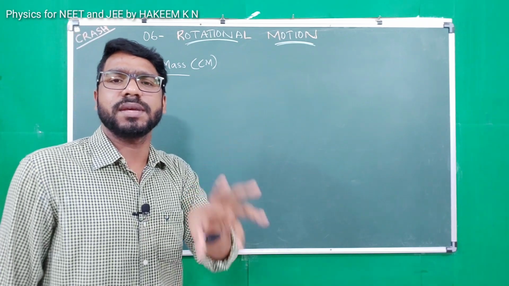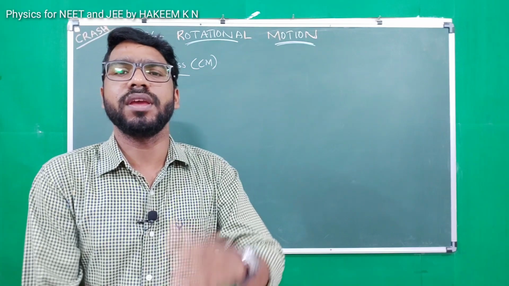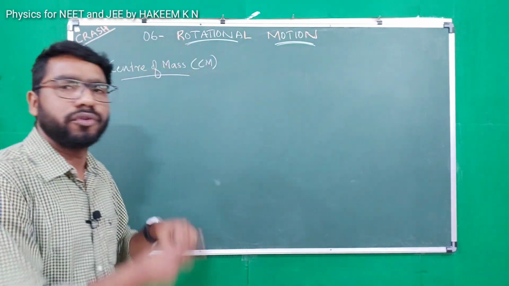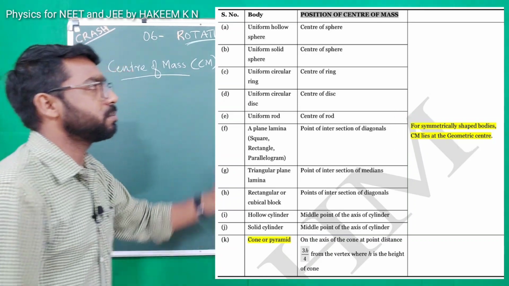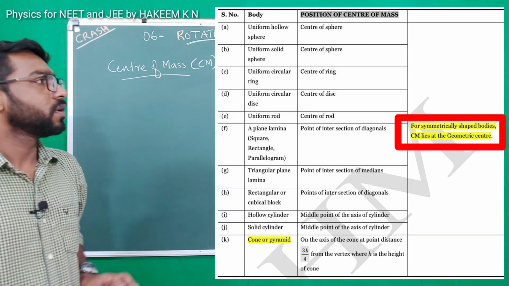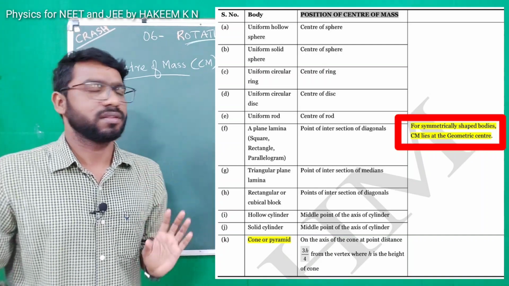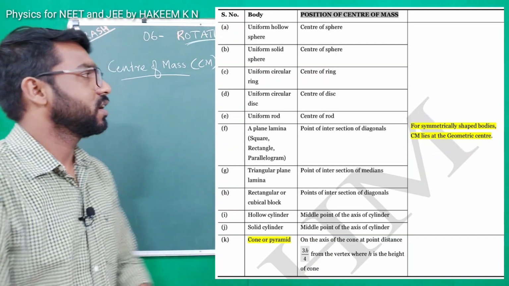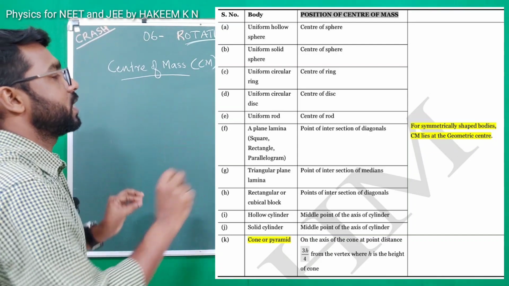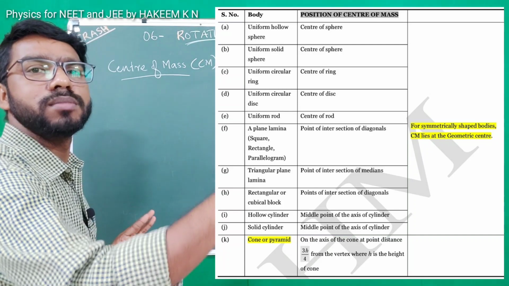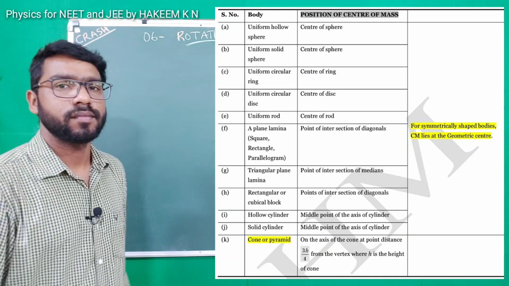Center of mass is a point where the whole mass of a body is assumed to be concentrated. For symmetrically shaped bodies, center of mass lies at its geometric center. As an example, for a sphere, its center is assumed as the point where the whole mass of the sphere is concentrated, that is the center of mass.